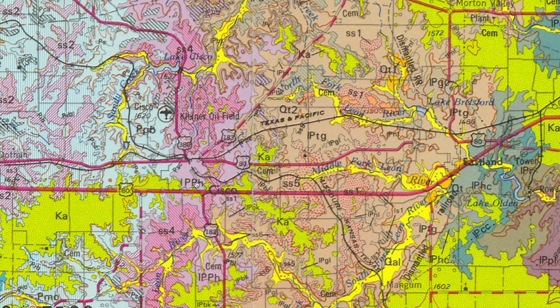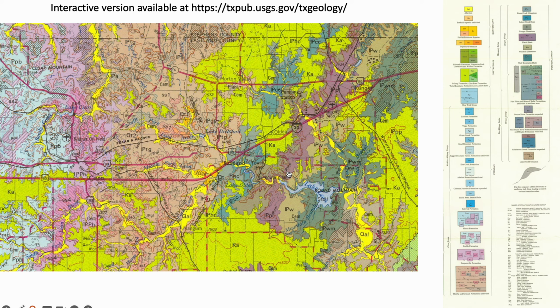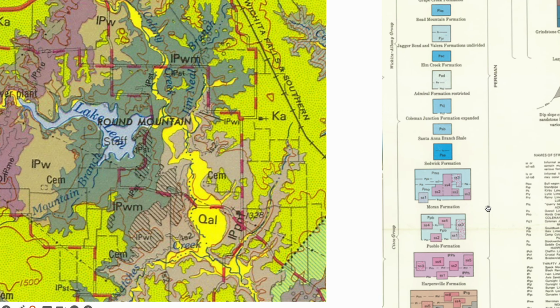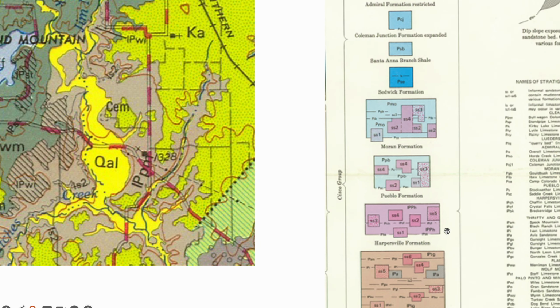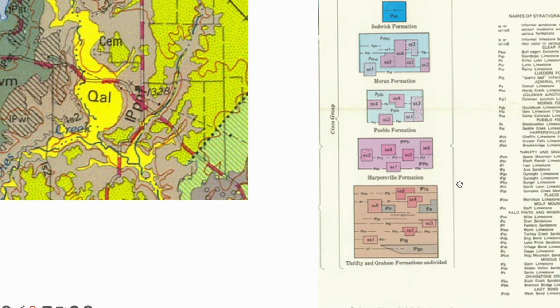So you can say, oh, okay, this is Harpersville Formation. You can say, fine, where's Harpersville Formation sit in the stack? You say, okay, it's part of the Cisco group, there we go, named after the place. And so if you looked at the rocks on top of it, they would be Pueblo Formation. If you find the rocks underneath it, they're going to be Thrifty and Graham Formations. And these two have their own names.